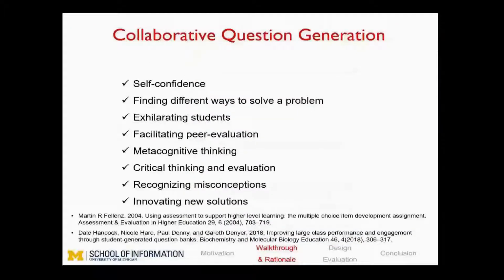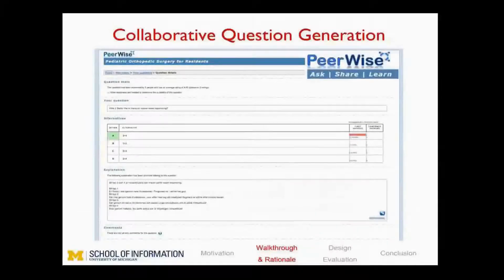Multiple choice question generation by students positively impacts the students' self-confidence, finding different ways to solve a problem, exhilarating students, facilitating peer evaluation, metacognitive thinking, critical thinking and evaluation, recognizing misconceptions, and innovating new solutions. The last 4 are characterized as ingredients of deep learning. Numerous studies have reported these benefits through experiments conducted using a popular question generation platform called Peerwise.